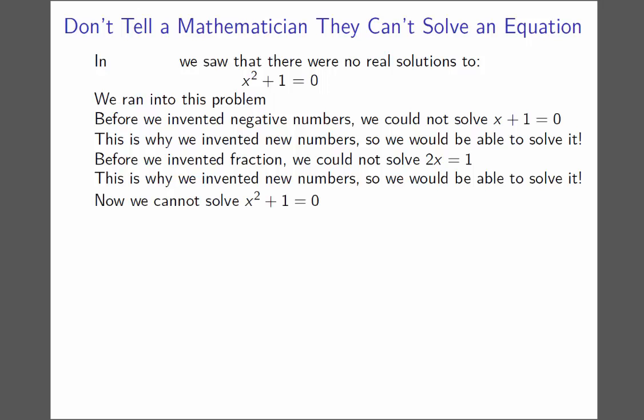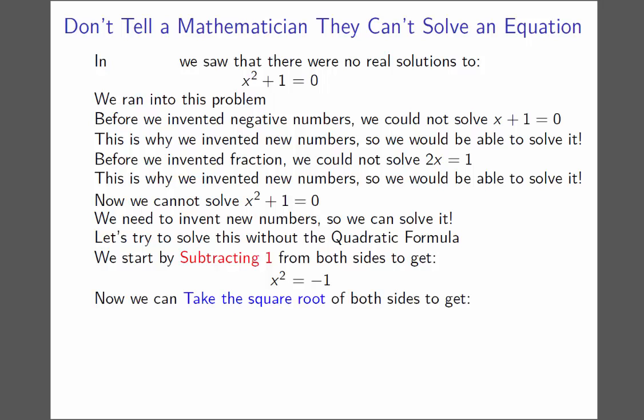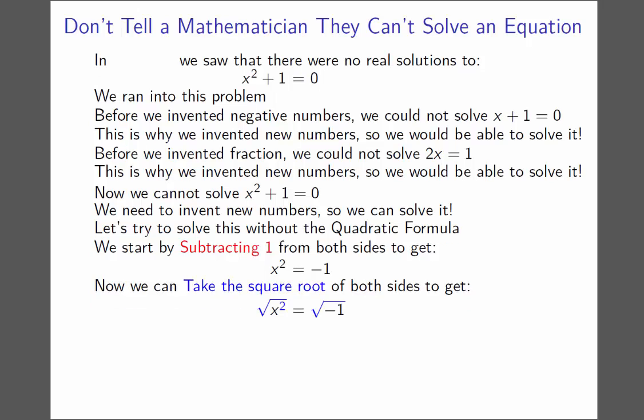Now, we cannot solve x squared plus 1 equals 0. So what do we do? We need to invent new numbers, so we can solve it. Let's try to solve this without the quadratic formula. We'll start by subtracting 1 from both sides. This gives us x squared equals negative 1. Now, we can take the square root of both sides. This gives us the square root of x squared equals the square root of negative 1.